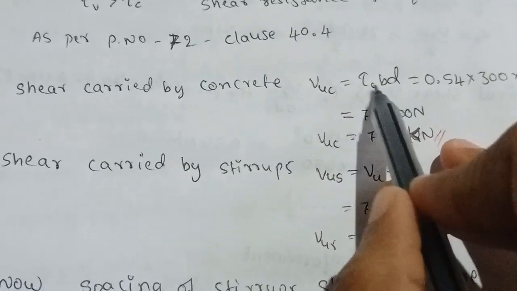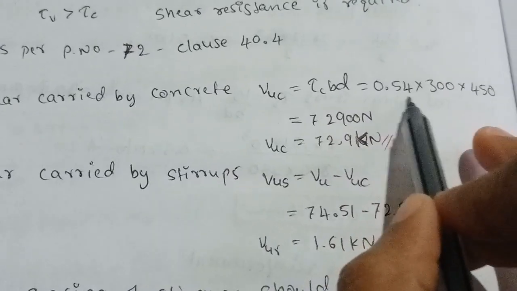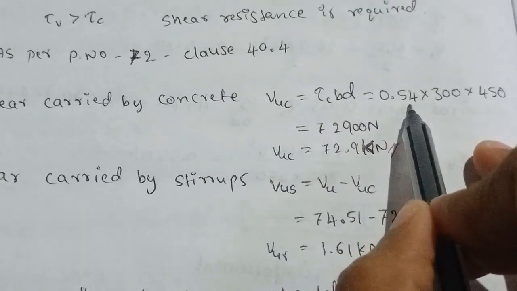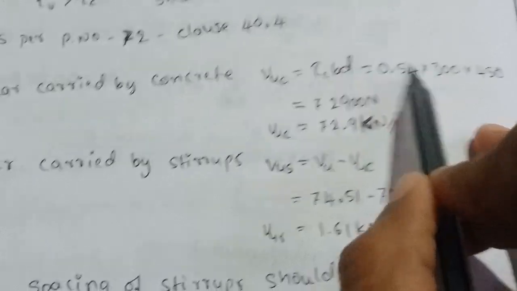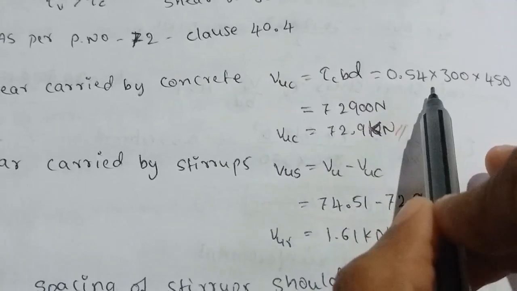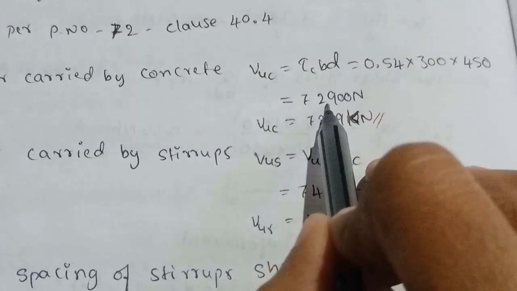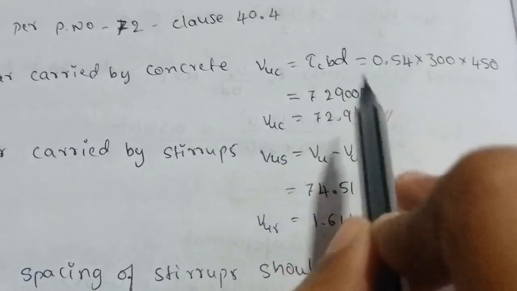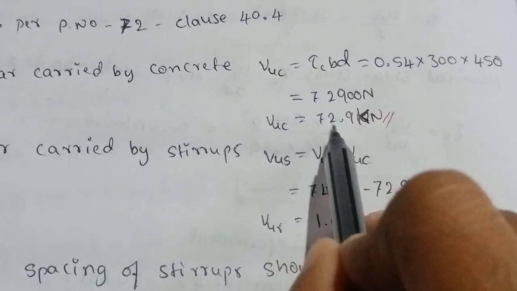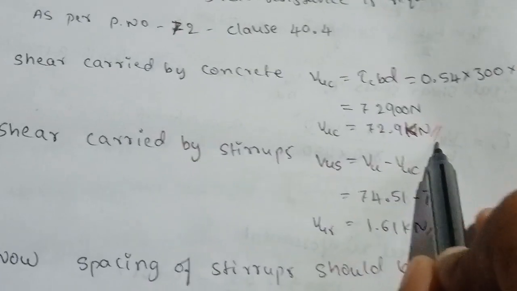For that we have the formula tau c into Bd. Tau c value is 0.54, B value is 300, and d is 450. Substitute all the values and simplify this, we will get 72,900 Newton. In terms of kilonewton, 72.9 kilonewton. This is the shear carried by concrete.